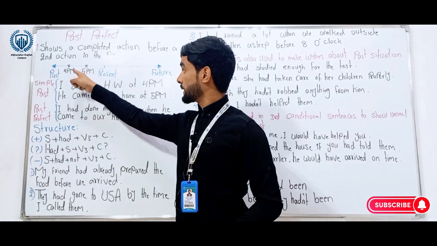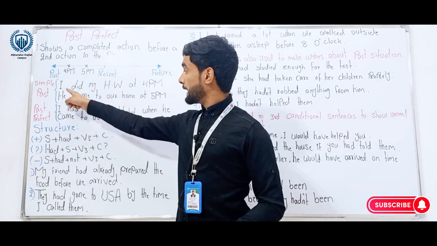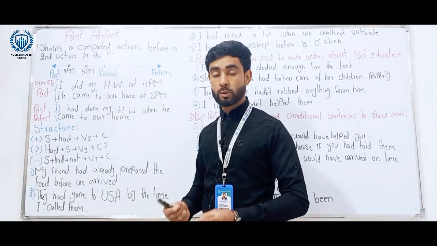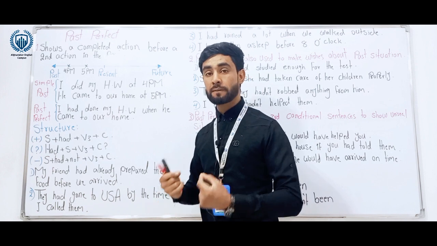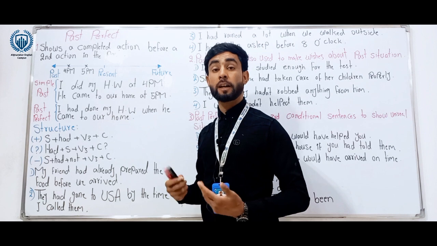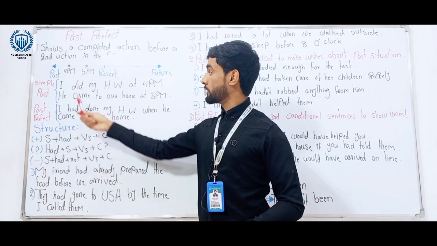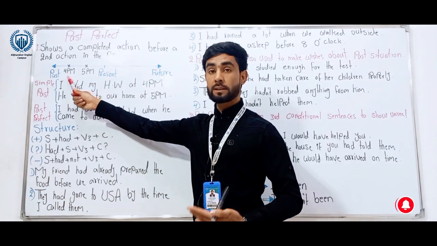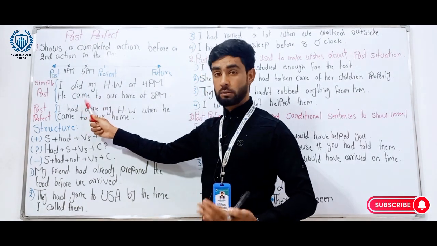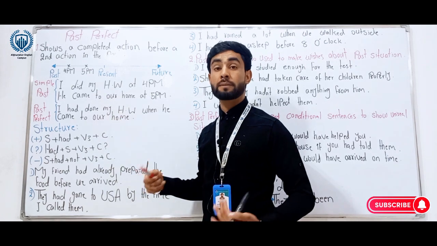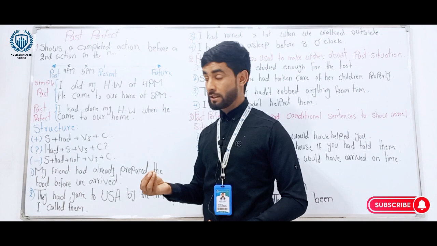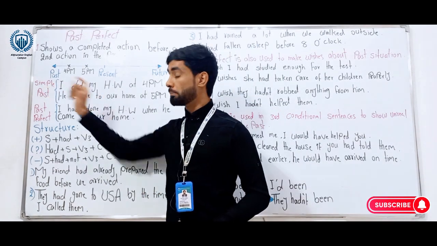Let's come to these two examples according to the timing. I did my homework at 4 p.m. When did I do my homework? I did my homework at 4 p.m. He came to our home at 5 p.m. So the first action, my homework, was done at 4 p.m. Then someone came, my cousin or my friend, to our home at 5 p.m. These two sentences are both in the simple past tense.